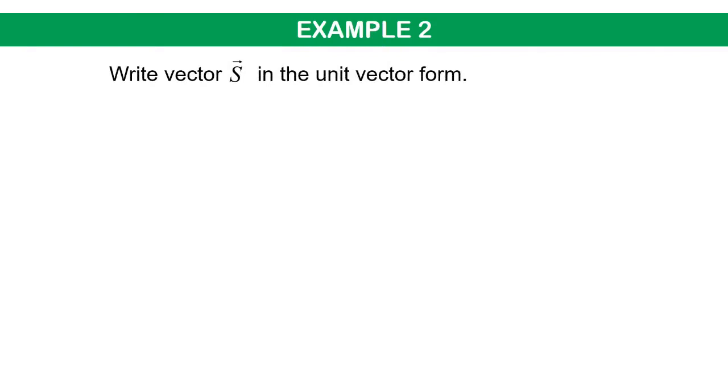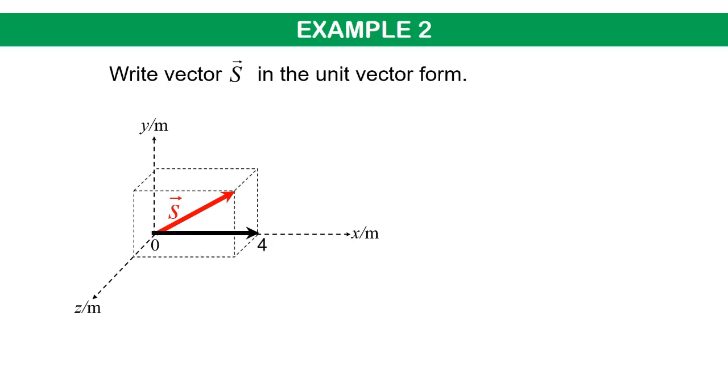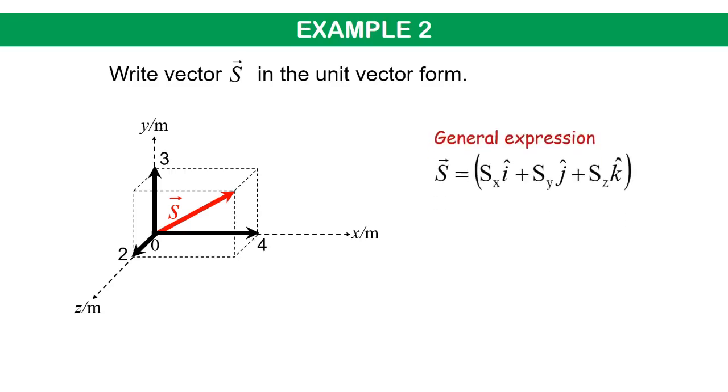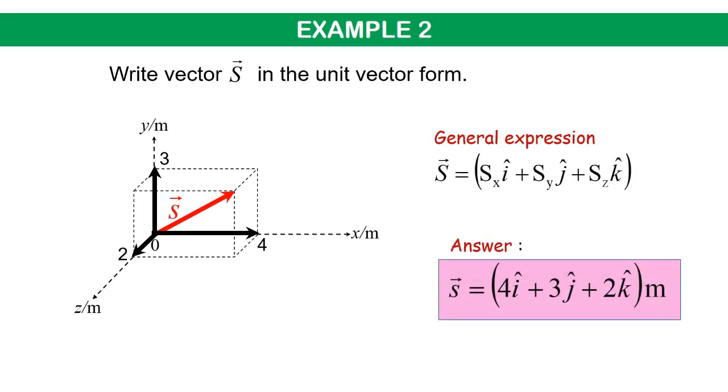Example 2. Write vector S in the unit vector form. Here we are given a three-dimensional axis and vector S, where the magnitude on each axis is as shown in the diagram. The general expression for a vector in the unit vector form is as given. Therefore, the answer for this question is vector S equals 4i plus 3j plus 2k, and don't forget to put the unit.